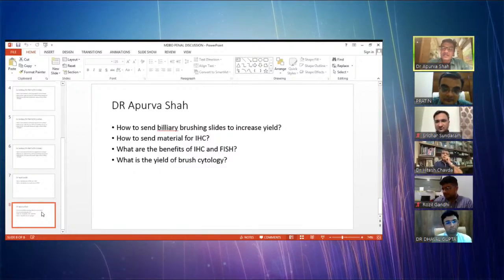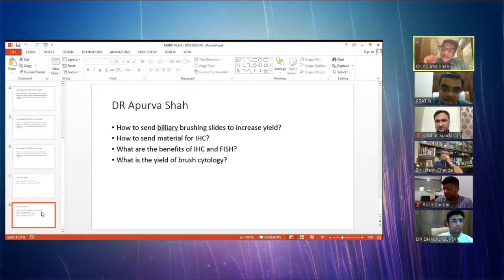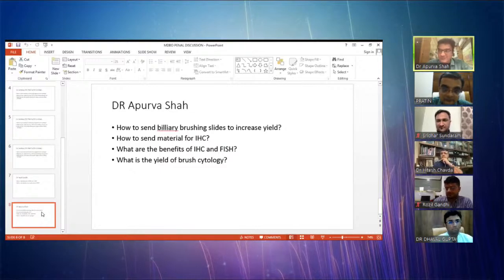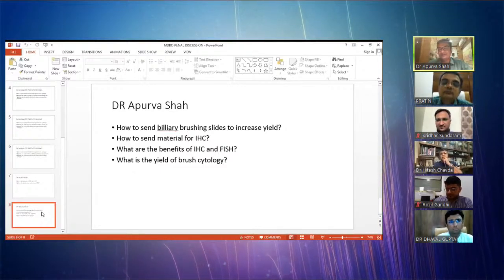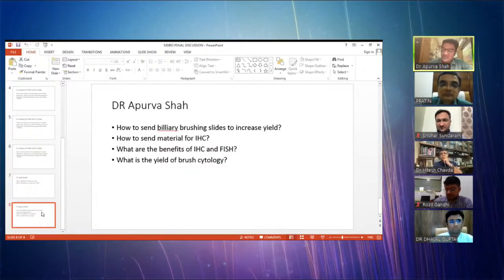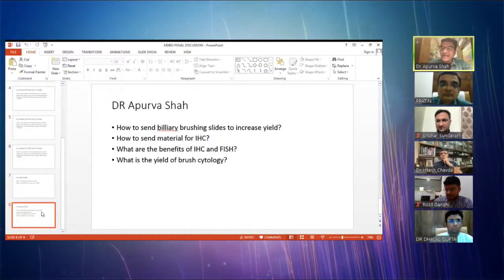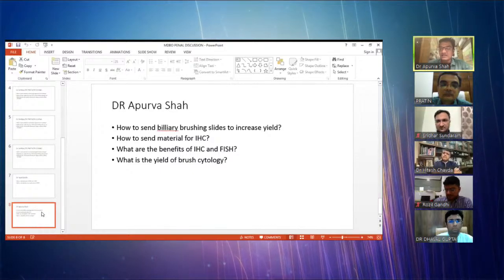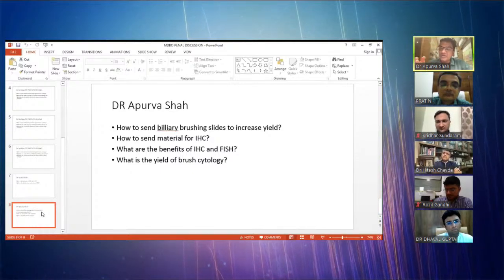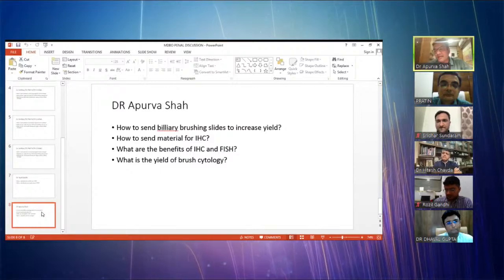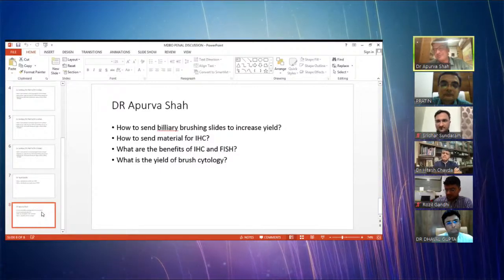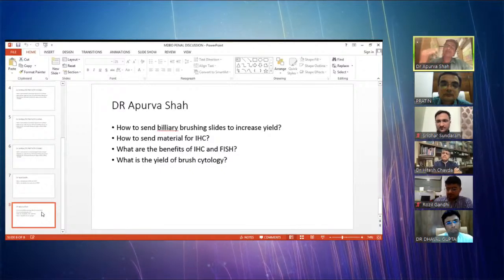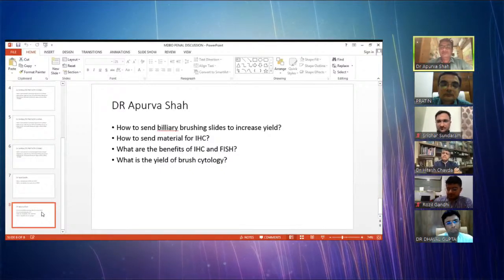FISH is fluorescent in situ hybridization, which can be done from the liquid-based cytology material only, not from smear or biopsy. Commercially available kits are available for certain chromosomes like chromosome 3, 7, 17, and 9. Generally, malignancy causes aneuploidy, so there will be an increased number of signals for these chromosomes. If it is positive, then it will lead to a diagnosis of malignancy. So it can increase your sensitivity to like 60-70%.